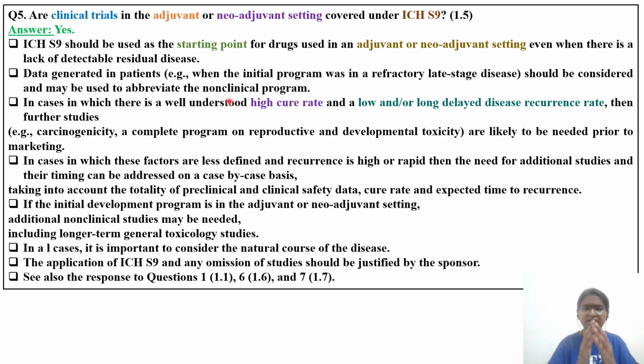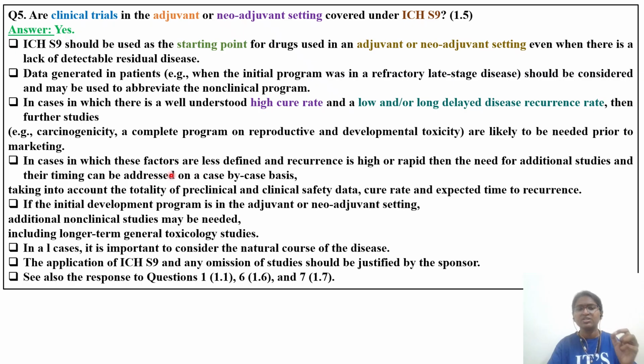Then you can decide which studies can be omitted, or if the patient is still surviving. Initially we thought that the patient would only survive 6 months, but now the patient is continuing for another 1 year also, then you will cut short, or decide what additional studies need to be done. In cases in which there is a well understood high cure rate and low or long delayed disease reoccurrence, then for further studies you have to include a cancer study. A complete program on reproductive and developmental studies is likely to be needed prior to marketing. So for the initial phase 1, phase 2, phase 3, this long term cancer study or a battery of reproductive segment 1, 2 and 3 studies may not be needed, but once the drug enters the market, these types of studies also need to be submitted to the regulatory agencies.